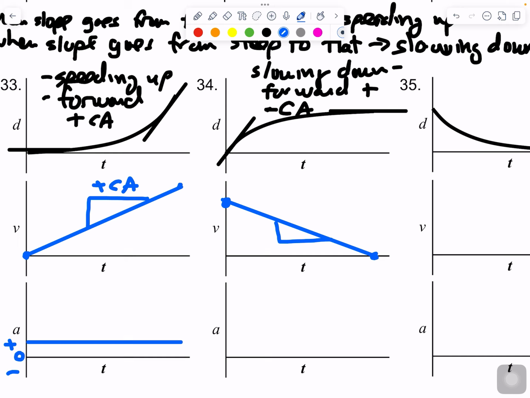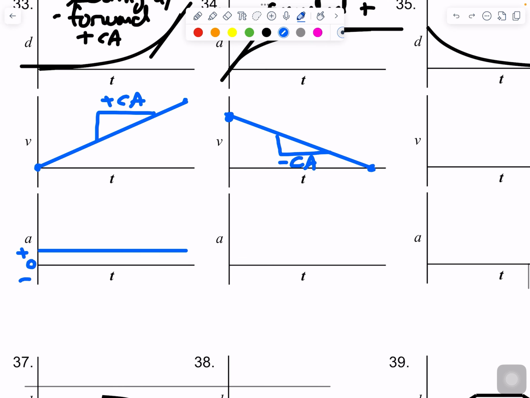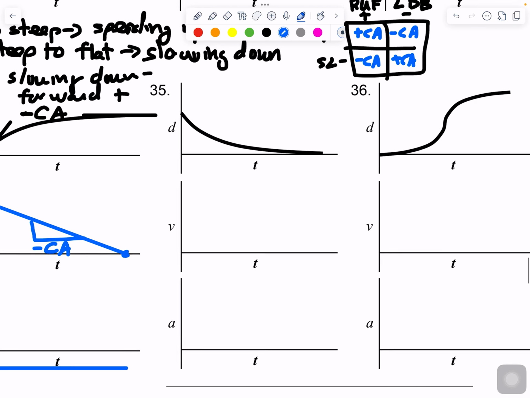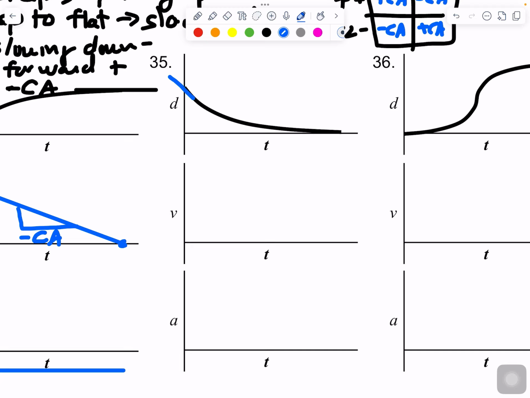This is negative slope or negative constant acceleration, just like we saw right there. How do I plot negative constant acceleration? Horizontal line under the t-axis. Okay, now in this one, I'm starting from what?